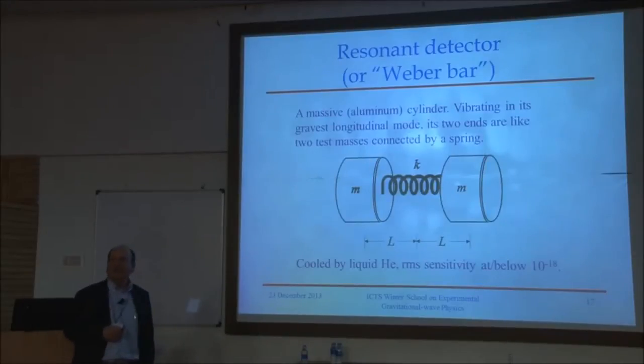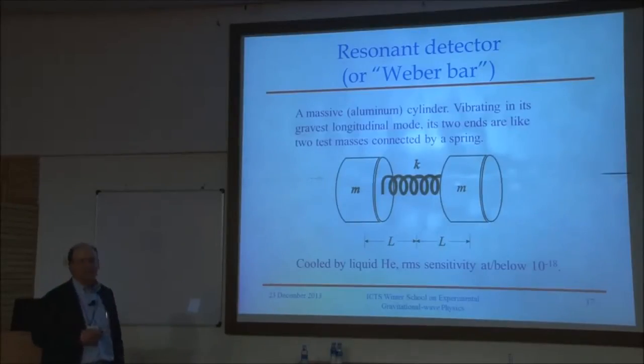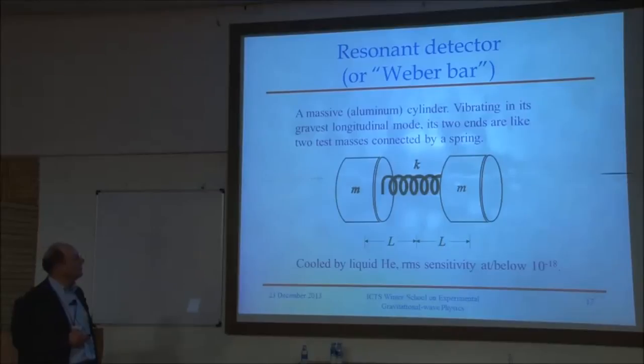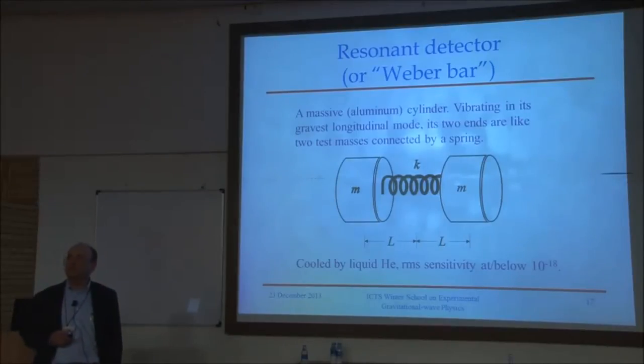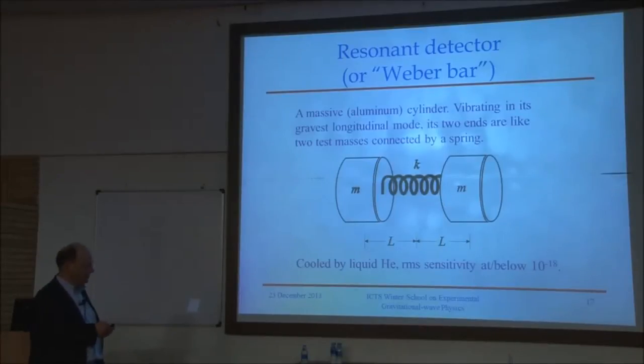Here is the first mechanization of a gravity wave detector. This is a resonant mass detector, or so-called Weber bar, after its inventor, Joe Weber, who started putting these things together in the early 1960s. By the late 1960s, he was operating pairs of these kinds of detectors and making interesting statements about them. Let's see how they can work.